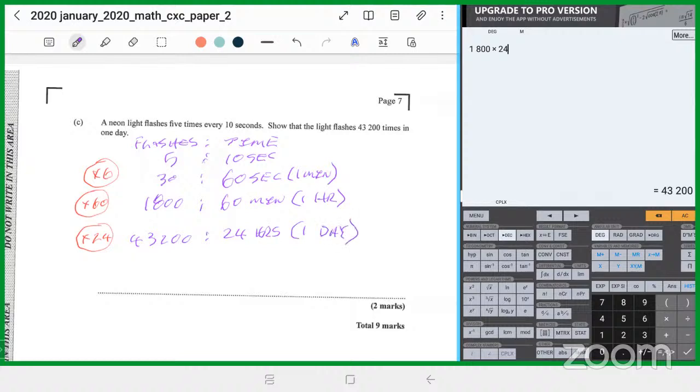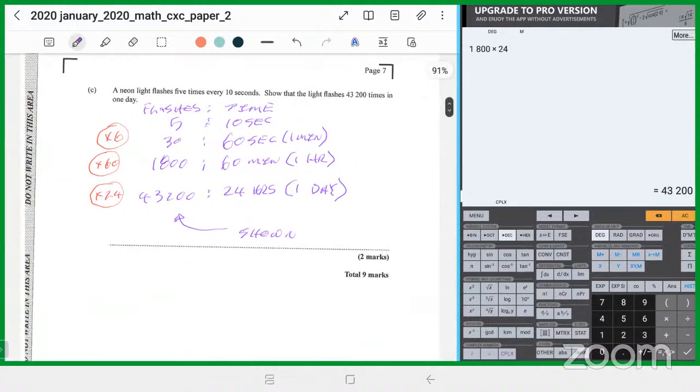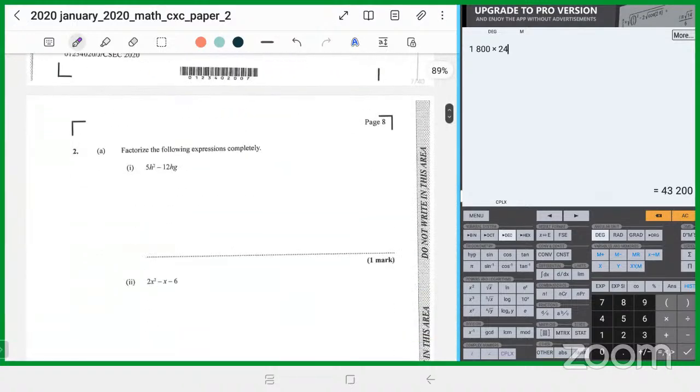All right, and that's it. That's the answer right there. All right, 43,200 flashes in 1 day. But I go with that. Yes. Shown. Yes, sir. Or we can say shown, because it's a proof. So that was shown. All right, question 1 done. Let's go. Number 2.